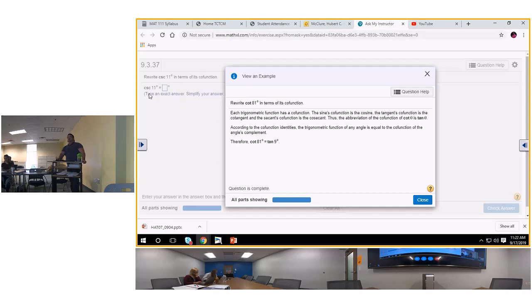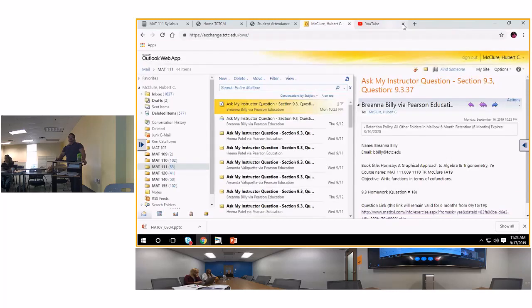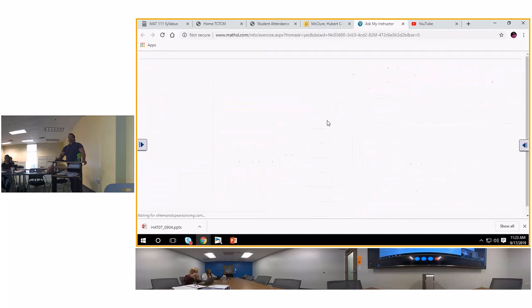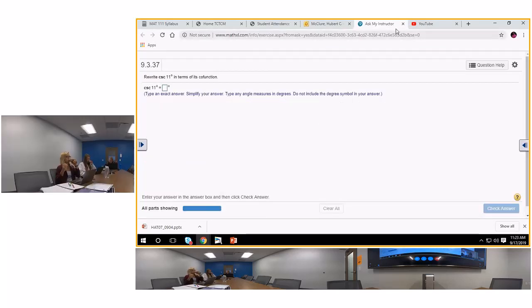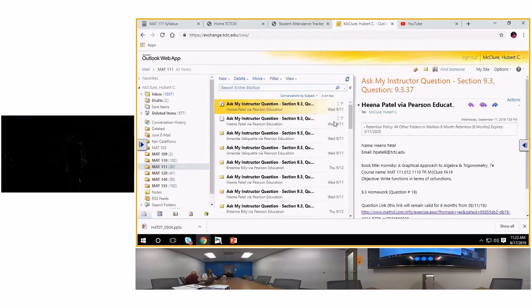So what's the cofunction of cosecant? Secant. And what is 90 minus 11? Like 79 degrees or whatever, something like that. So that would be secant of 79 degrees. These are not test questions, but I can understand because you don't see them very often. Let's see if this is the same one. Again, that's the same one. And sometimes when you hit the send button, it sends it twice.